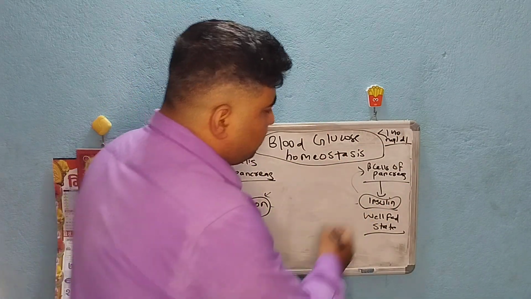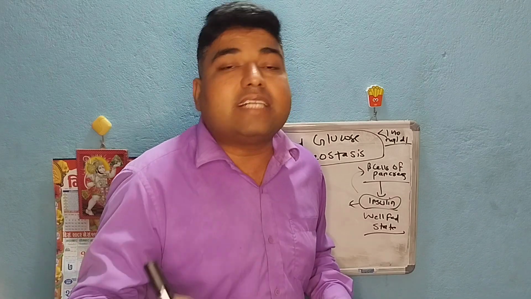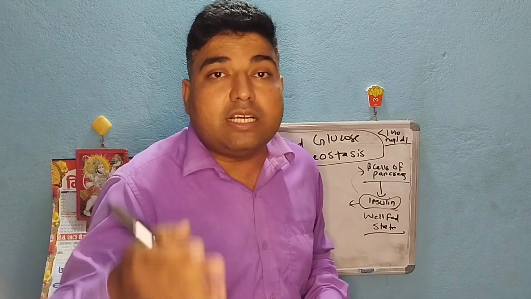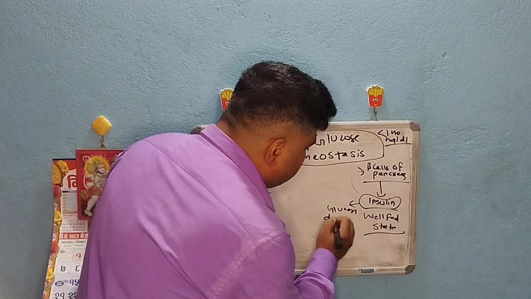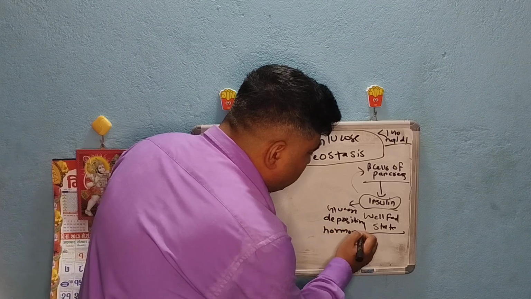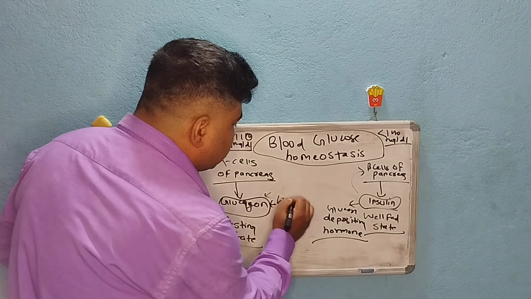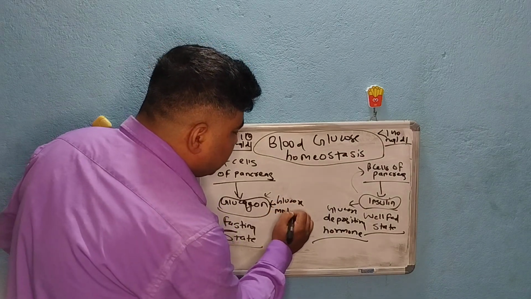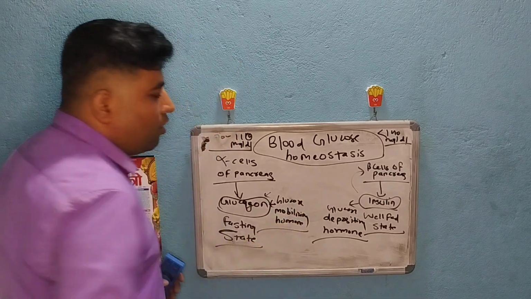Insulin, being an anabolic hormone, facilitates the anabolic processes, and it is called a glucose depositing hormone. Whereas glucagon is called a glucose mobilizing hormone.